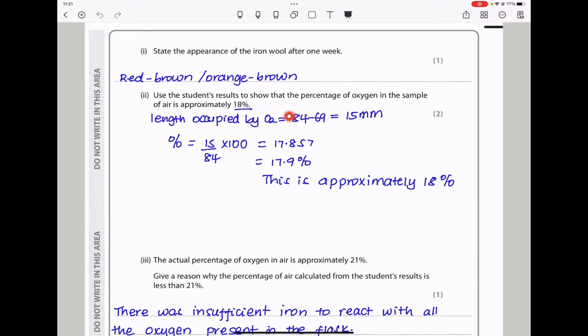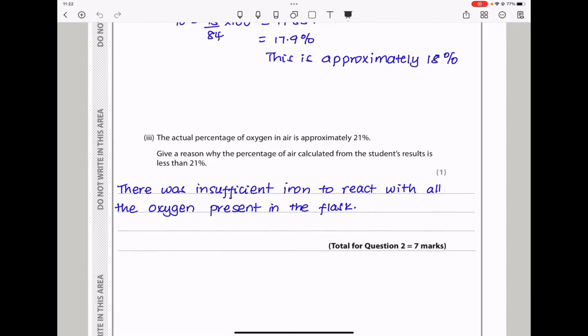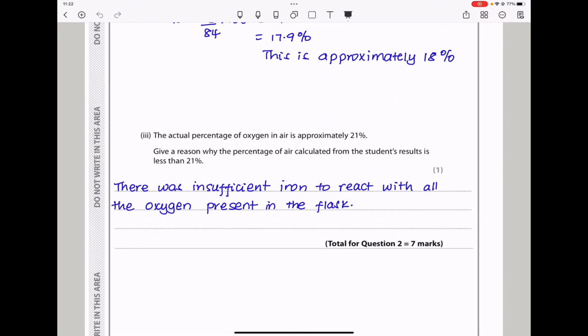These are values from the table, and I got 15 millimeters. So, of the total 84, 15 were occupied by oxygen. So 15 divided by 84 times 100 gives me the percentage occupied by oxygen, which is 17.9%. It's approximately 18%. And down here they say, the actual percentage of oxygen in air is approximately 21%.